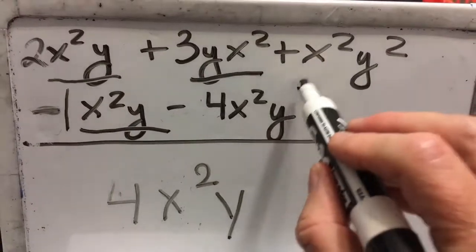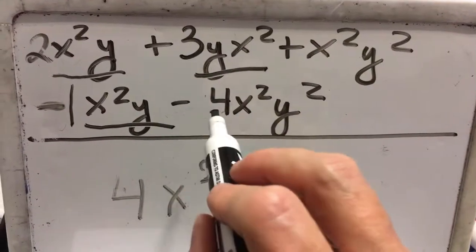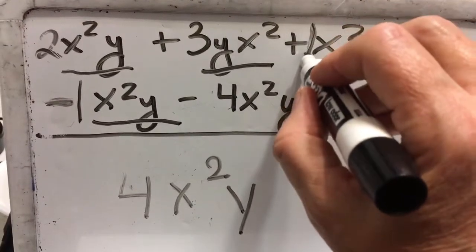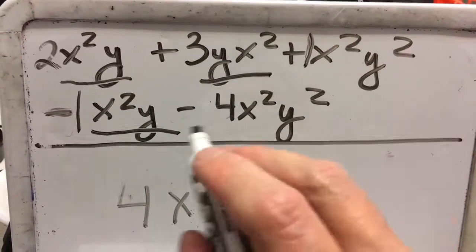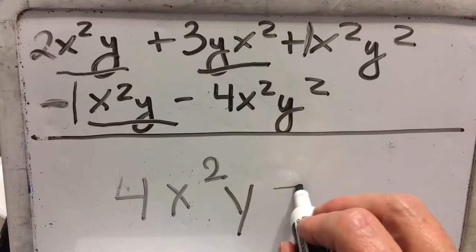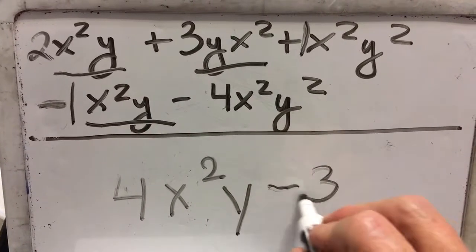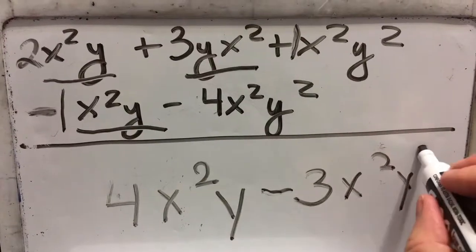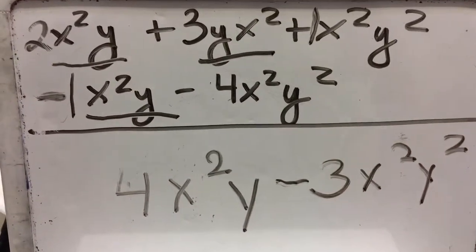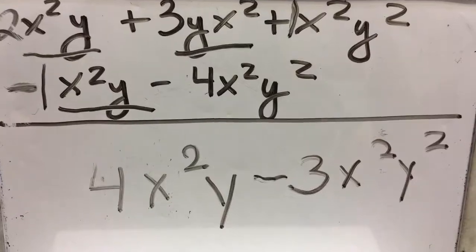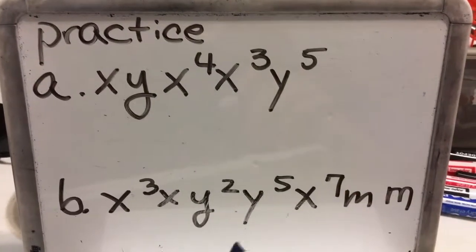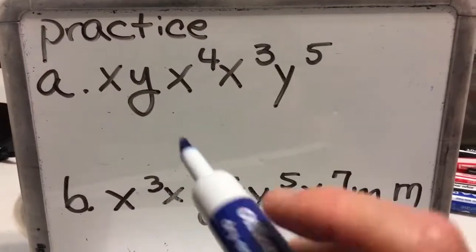And then here we have an x squared y squared and a minus 4x squared y squared. So again, this one up here is a 1. So 1x squared y squared minus 4x squared y squared is negative 3x squared y squared. So now we're going to begin your practice problems together. Here's practice A and practice B that we'll do together on one board.